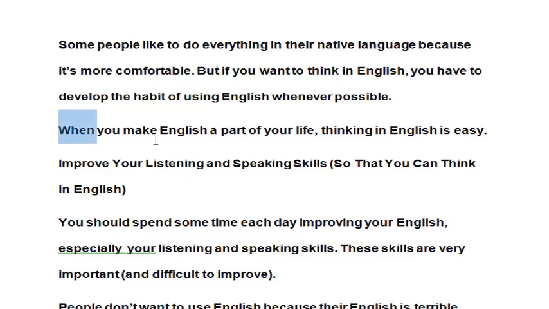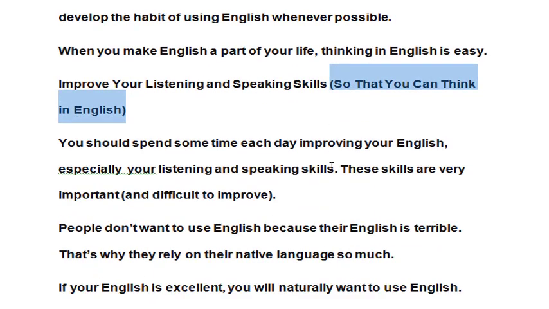When you make English a part of your life, thinking in English is easy. Improve your listening and speaking so that you can think in English.